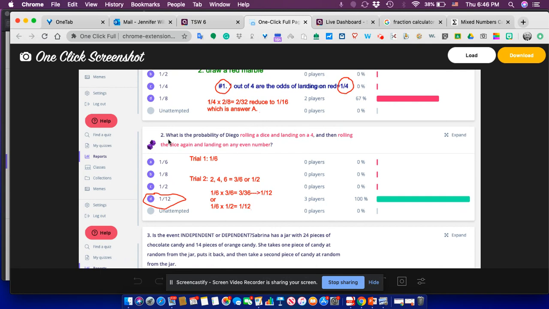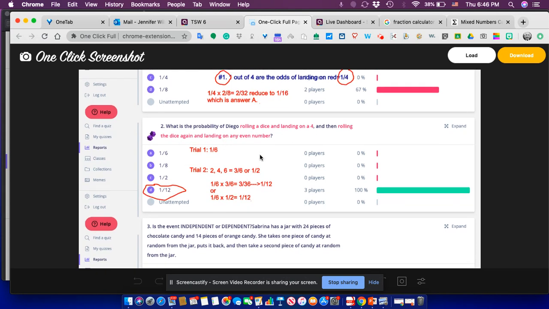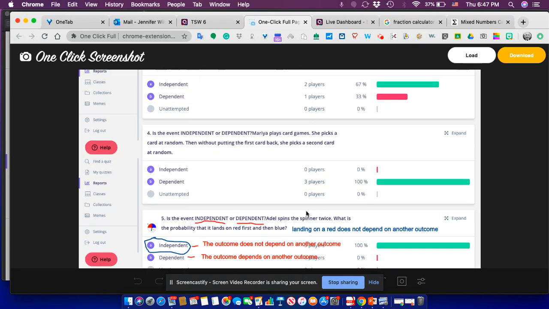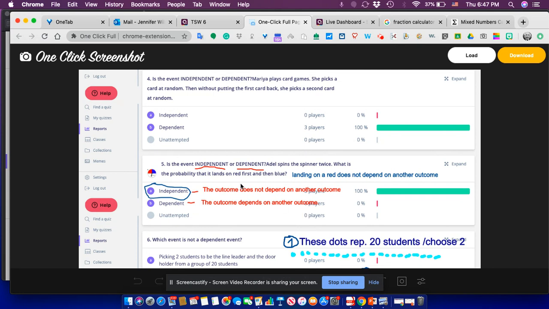Number 2. Let's see. What is the probability of Diego rolling a dice and landing on a 4, and then rolling the dice again and landing on any even number? So once again, you're going to have your first trial, which would be 1 out of 6, because that's the probability of rolling the dice and landing on a 4. And the second one is going to be any even number, which the even numbers are 2, 4, and 6. Which would be 3 out of 6, or 1/2. So when you multiply those, you get 3 over 36, which is 1/12, which is D, and that's the correct answer.